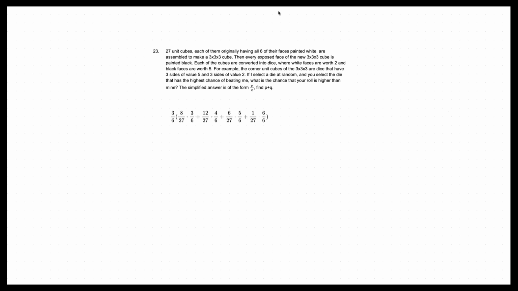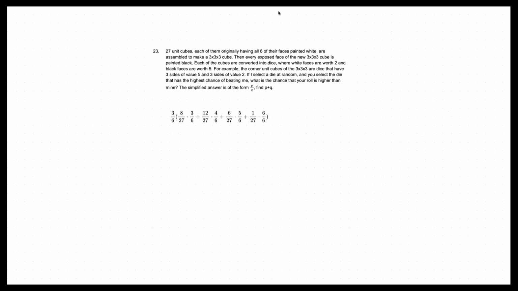So the first term here is 8/27, which is the chance that I pick a corner cube. If I pick a corner cube, there's 3 white sides, so there's a 3 in 6 chance. And then there's 12 edge cubes, and if I pick an edge cube, there's 4 white sides, so it's a 4 in 6. And then if I pick one of the center of the face cubes, there's 6 of them, and each of them has 5 white sides. And lastly, if I pick the cube in the center, which is 1 out of 27 cubes, all of the faces are white since none of them are exposed to the outside, so it's a 6 out of 6 chance.